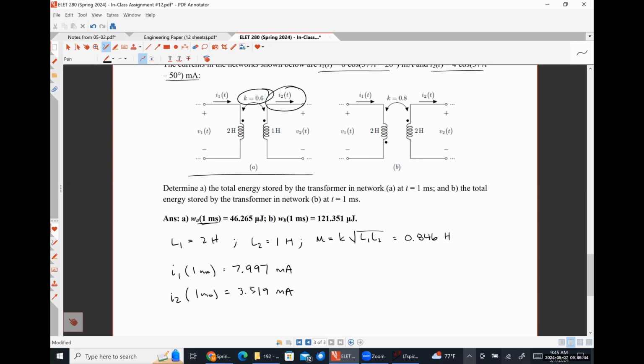Just really quickly here, for part B, a current is reversed and the dots are on opposite sides. So what would we do? We would not change our equation at all. That's correct. Yep. So if the current is in the opposite direction and the dots are on opposite sides, we don't need to make any changes.